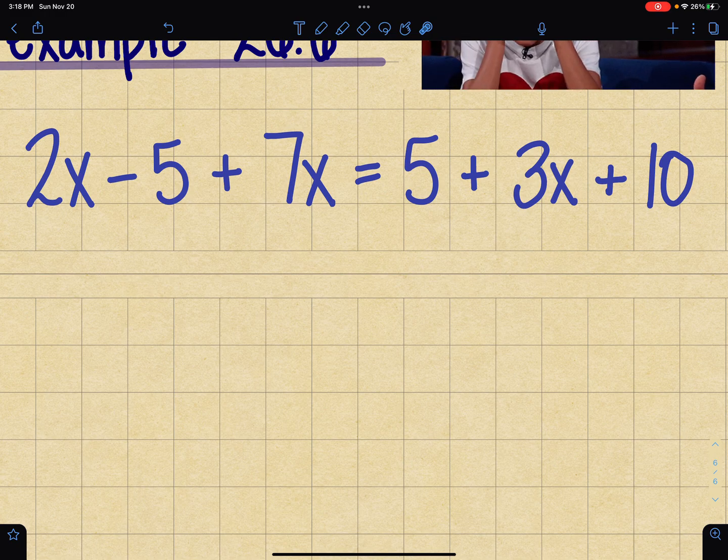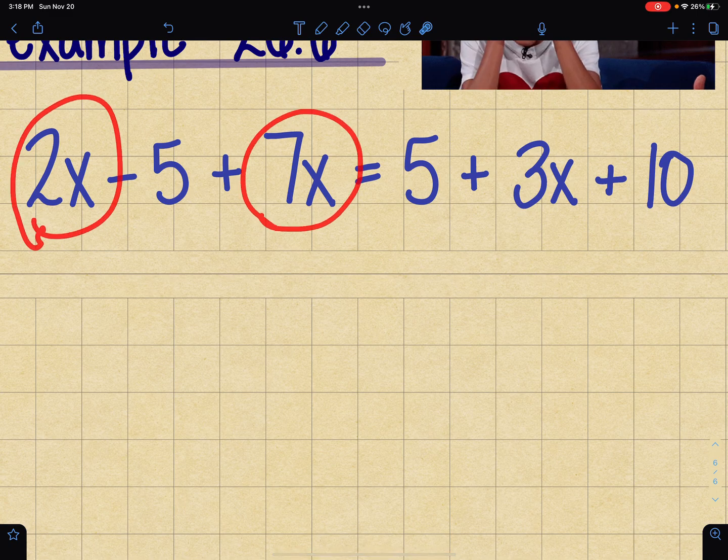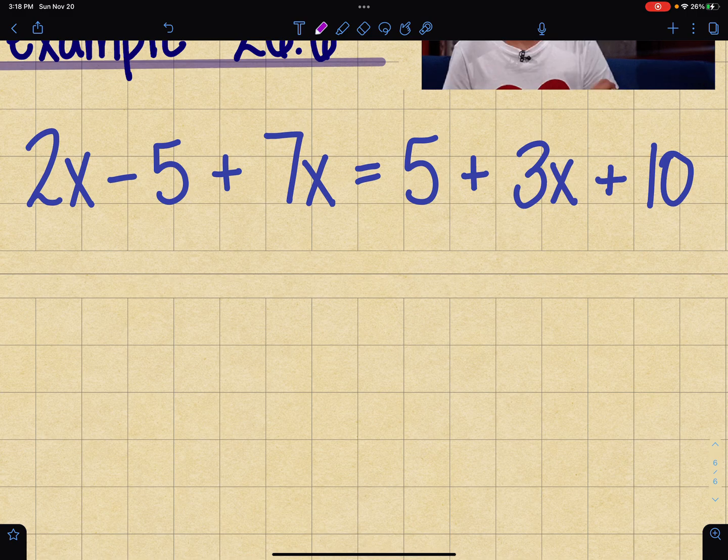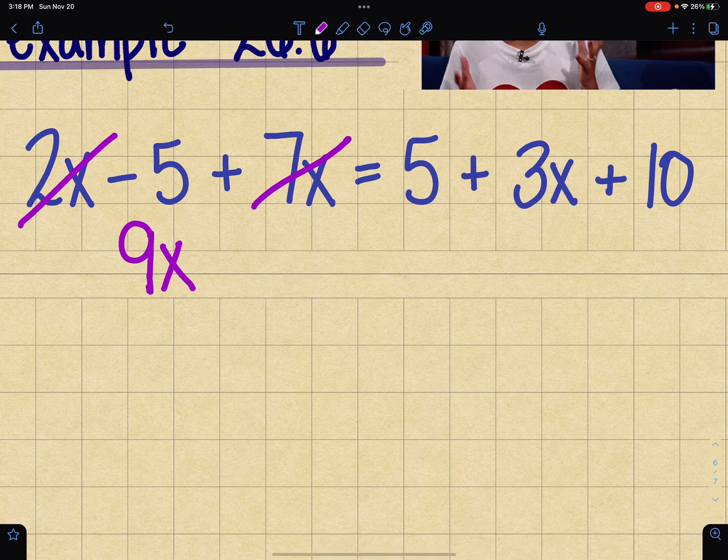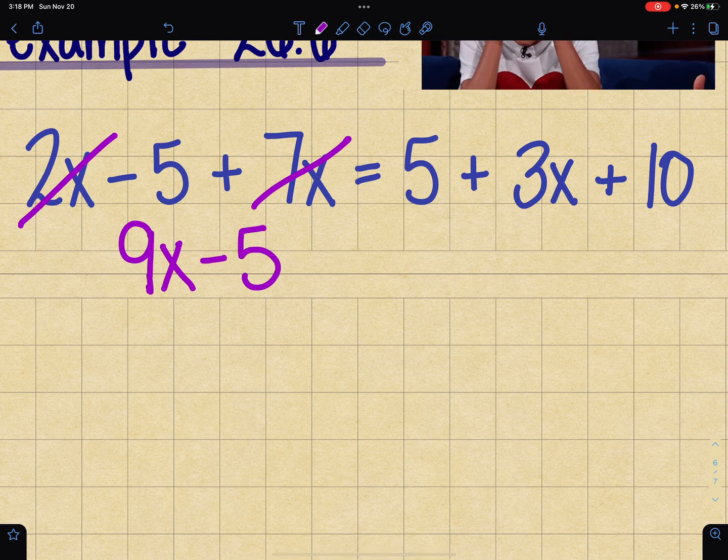Step 1 is going to be adding like terms. So this is a like term with this. So 2x plus 7x is going to be 9x, and I got rid of those. And then I have to deal with that negative 5, and there's nothing I can combine it with on the left, so I'm just going to bring it down.